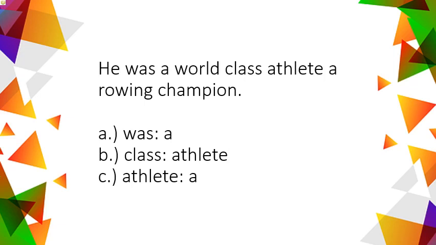The next example is: he was a world-class athlete: a rowing champion. The options are option A, was colon a. Option B, class colon athlete. Option C, athlete colon a. Now let's read the sentence again to check the suitable answer. He was a world-class athlete: a rowing champion. So according to this, option C is the correct answer.